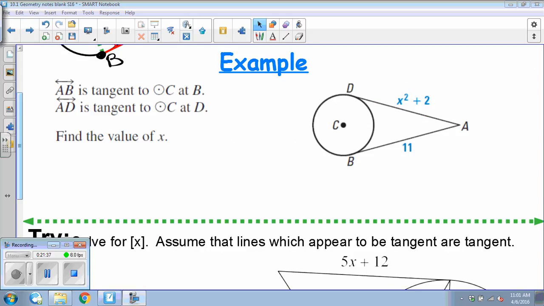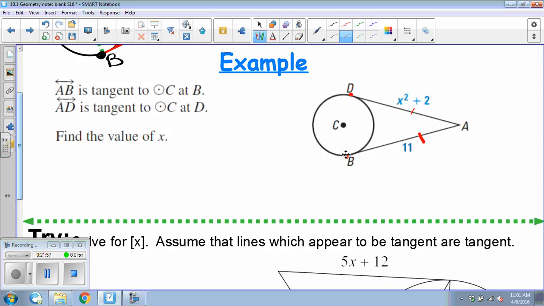Okay, so in this example, this is the given information on the left. They tell us that AB is tangent to circle C at B. So this is our point of tangency. And AD is tangent to circle C at D. So they're telling us that these two are tangent lines. So that means that that is congruent to that.